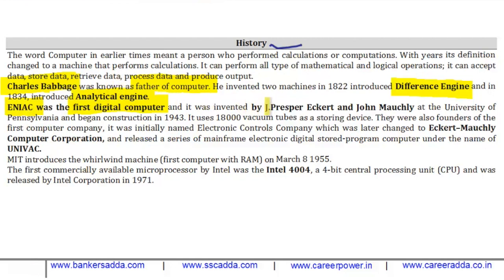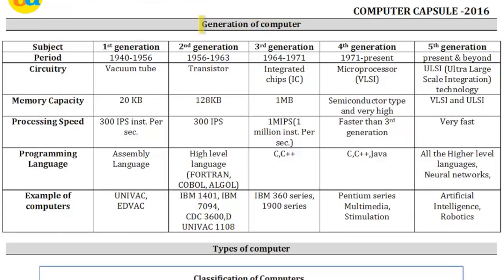ENIAC was invented by J. Presper Eckert and John W. Mauchly. Then next coming over to UNIVAC. John W. Mauchly and J. Presper Eckert were also inventors of UNIVAC. So this was all about history of computers in brief. Let us move on to our next topic. So next we have generation of computers.